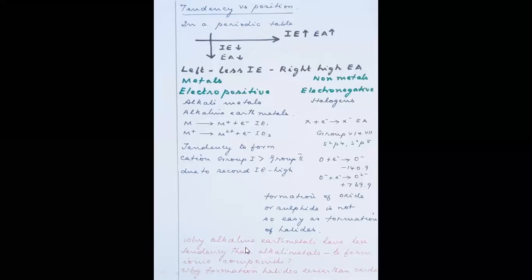That is why the question may be asked like this: why do alkaline earth metals have less tendency than alkali metals to form ionic compounds, or why is formation of halides easier than oxides? The questions may be asked like this. I suppose you understand everything. Is it clear?